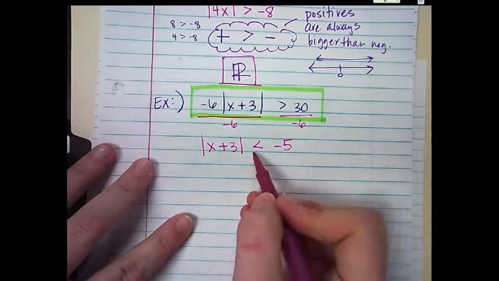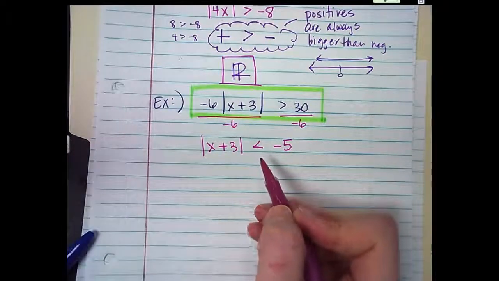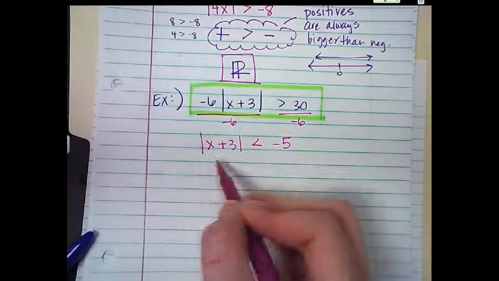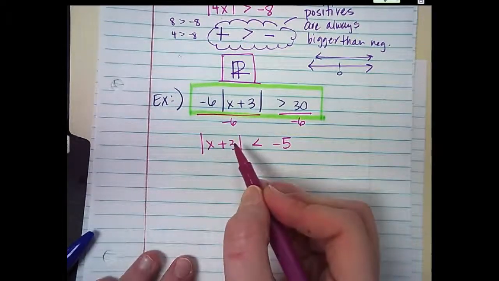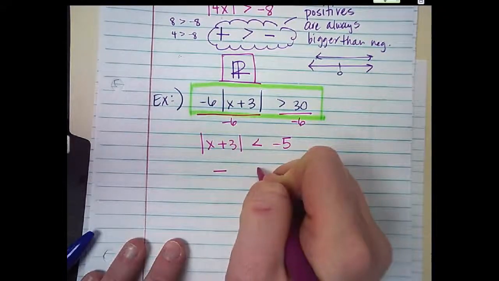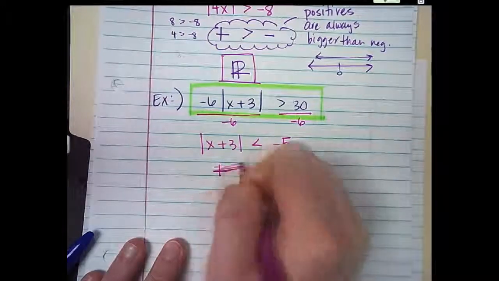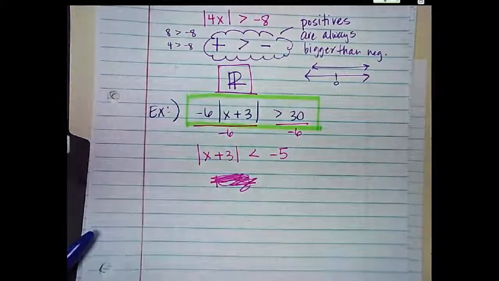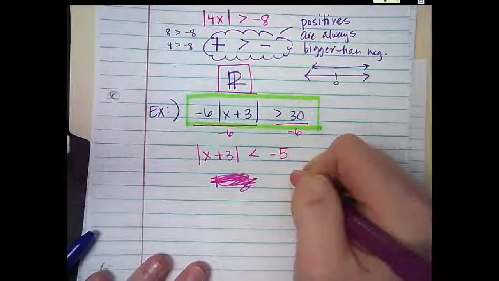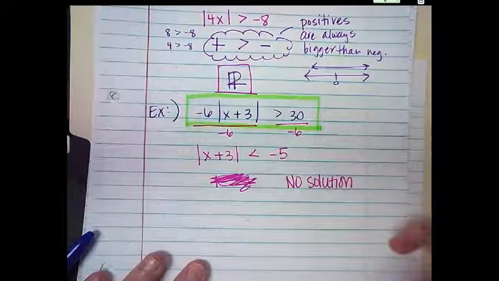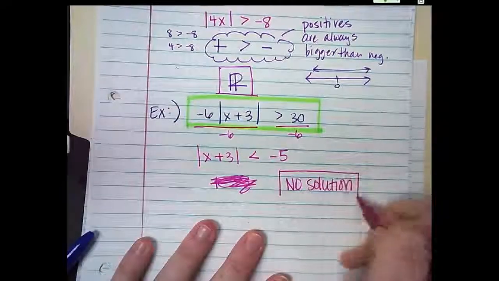So what's a number less than negative 5? Negative 6. What else? Negative 7. Can I ever get a negative from an absolute value? No. Can I ever get a negative from an absolute value? You said no. So what is our answer here? No solution. Sorry, I don't know what was going on there.